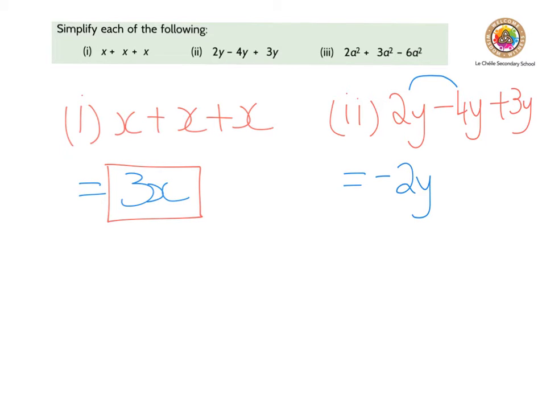So now I have minus 2y plus 3y. Well, here again, different signs subtract and keep the sign of the bigger number. So 3y take away 2y. Well, that leaves me with y, or 1y, which is the same thing. I might write the 1y here. And I keep the sign of the bigger number, which is positive. So plus 1y is just the same as y.